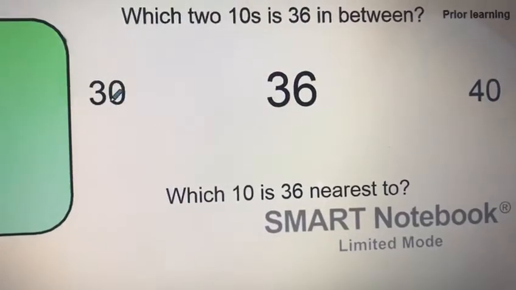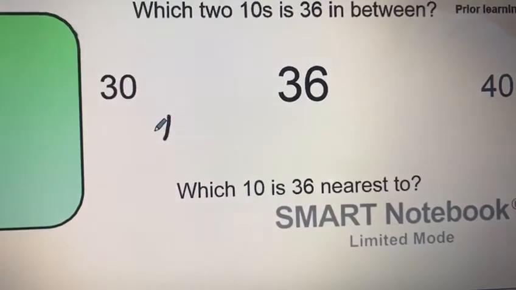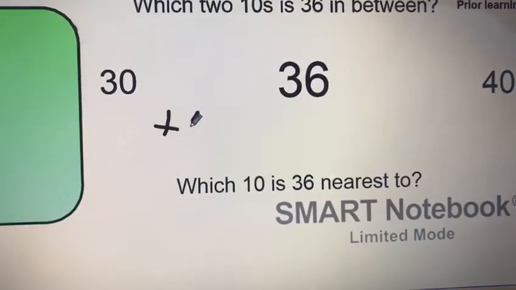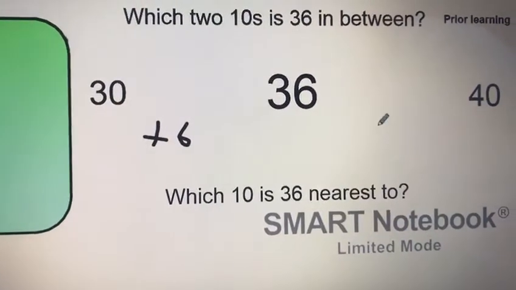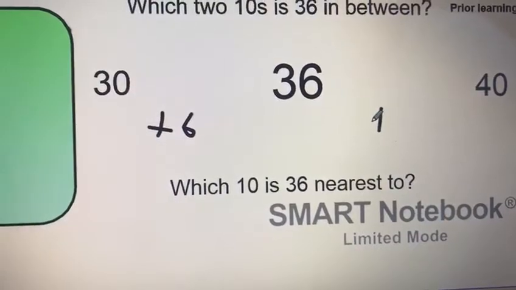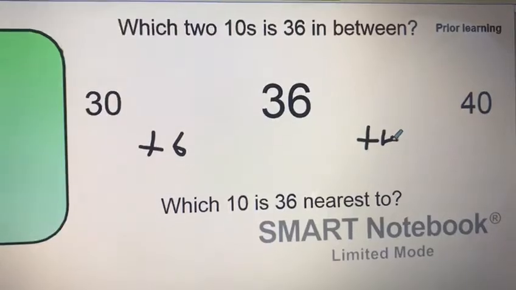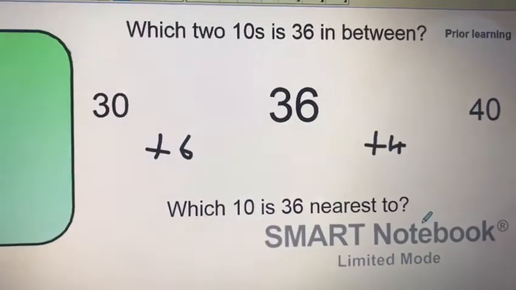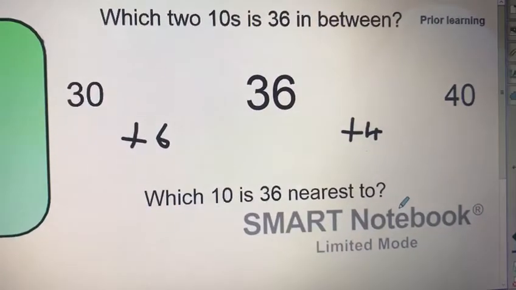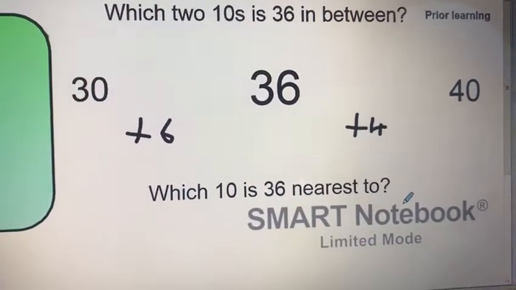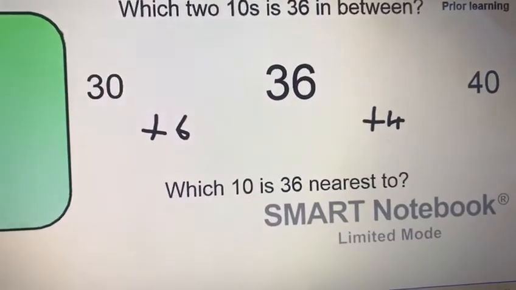So between 30 and 36, there are 6 numbers in between them. So we can do a plus 6 over here. And between 36 and 40, there are 4 numbers in between them. So now that we know this, what number is 36 closest to? 36 is closest to 40. Well done, everyone. So now we have rounded 36 to the nearest 10.